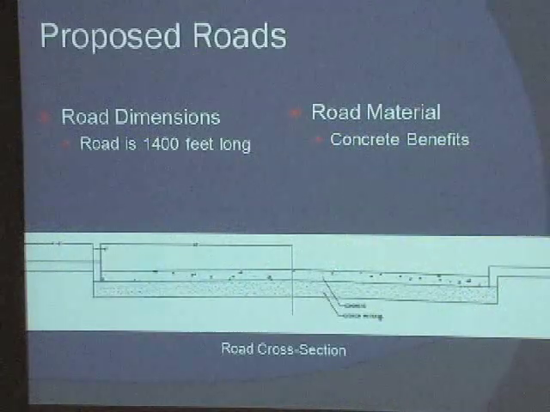Hi, my name is Jen. The proposed road is 1,350 feet long, and the road and the sidewalk will follow the same dimensions as the bridge, 12 feet for each lane and 5 feet for the sidewalks, which meets all requirements. We choose to make the road out of concrete instead of asphalt.